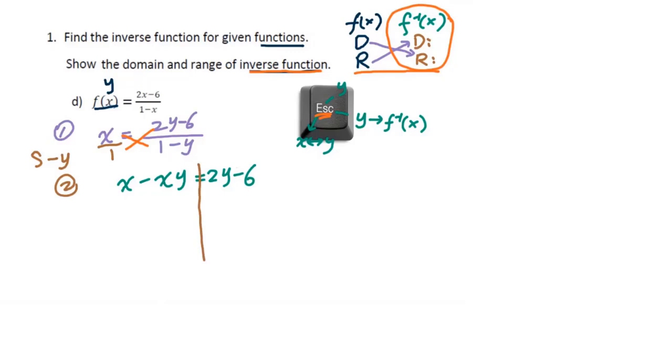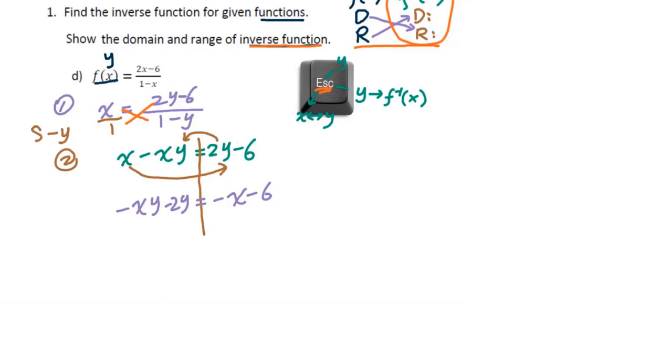Move all the y terms to one side, so move this over here, and x goes to the other side. Remember, when you cross the equal sign, you need to change the sign. So we got negative xy minus 2y equals negative x minus 6.